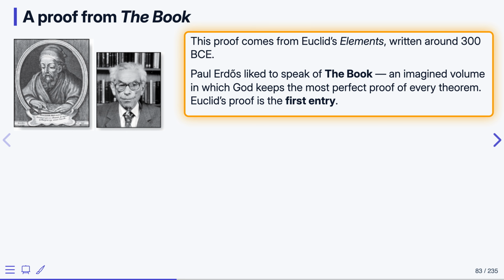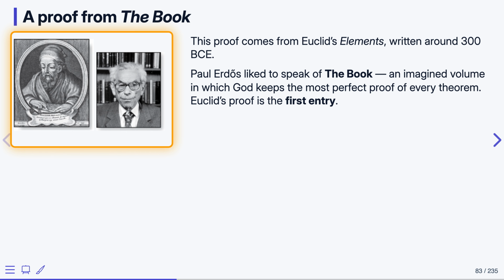This proof is more than 2,000 years old. It comes from Euclid's Elements. Mathematicians still admire it because it is short, complete, and surprising. Paul Erdos, a Hungarian mathematician of the 20th century, liked to speak of the Book. In his joke, God keeps a book that holds the most perfect proof of every theorem. A mathematician's highest praise was to say that a proof was from the Book. Euclid's proof is the first entry.